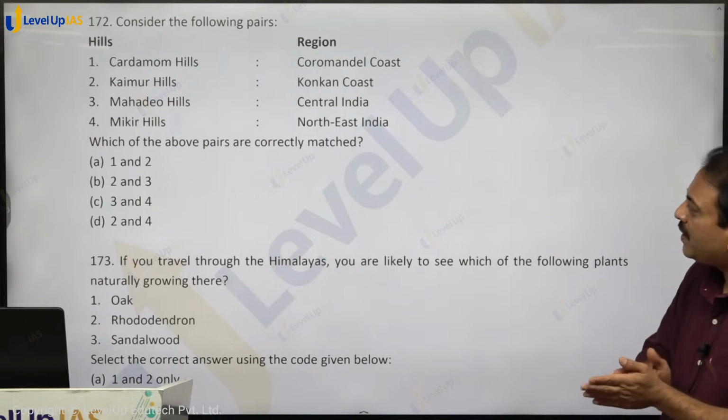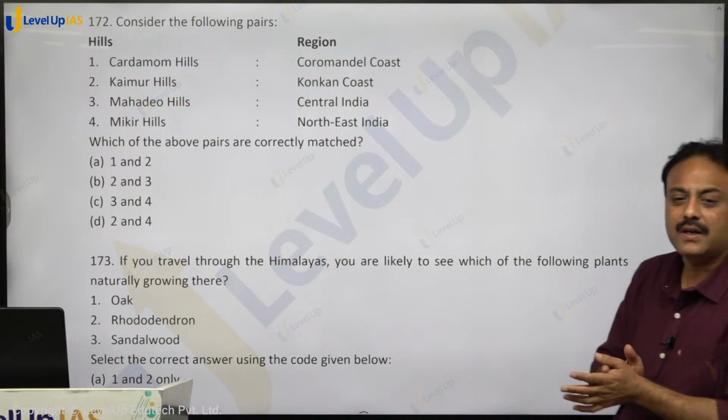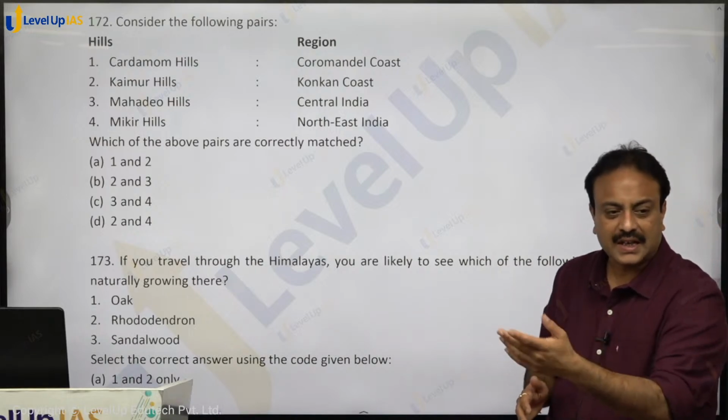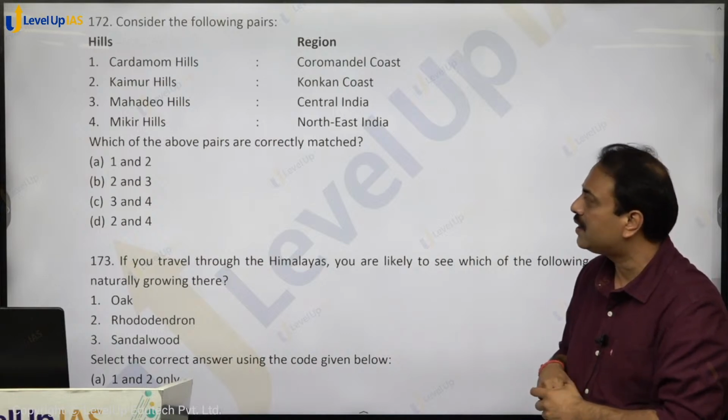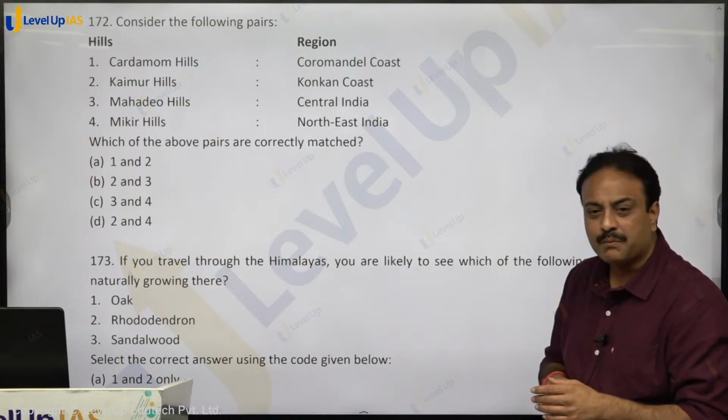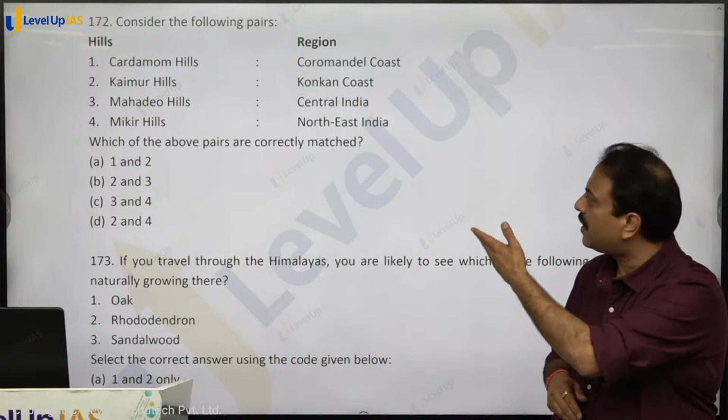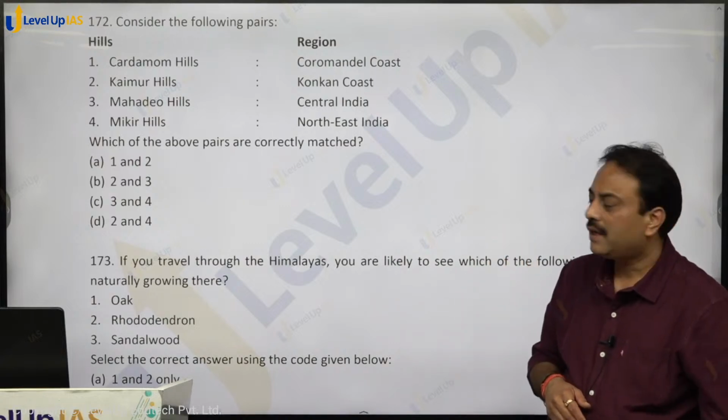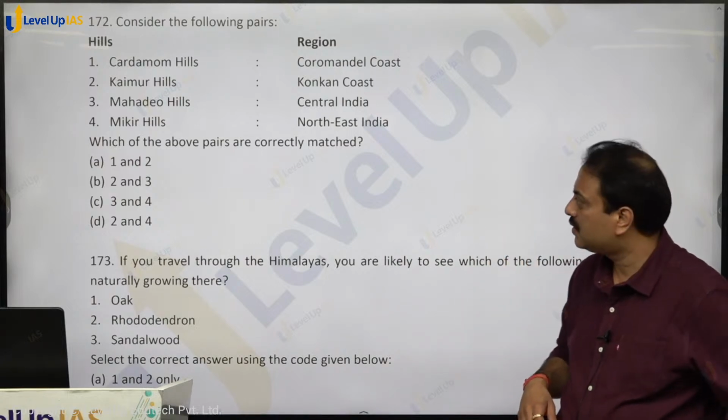Cardamom Hills is in Coromandel Coast, yes or no? It is on the Kerala side. Coromandel is on Tamil Nadu side. So it is the wrong one. Kamur, Konkan. Kamur, Central India. Konkan Coast, Maharashtra, Goa, Karnataka. So it is not there.